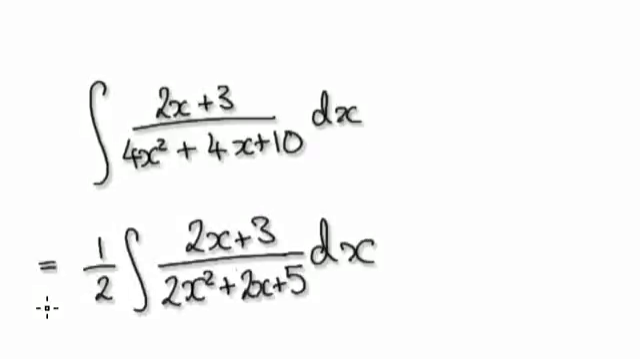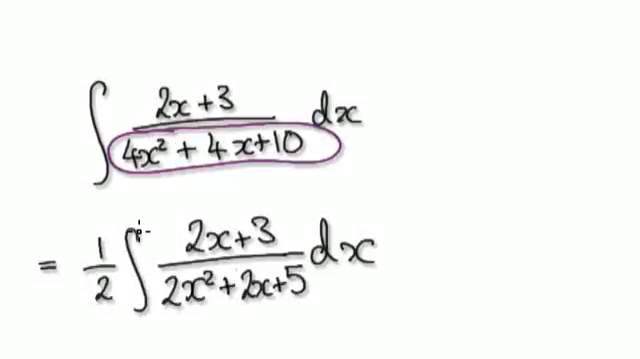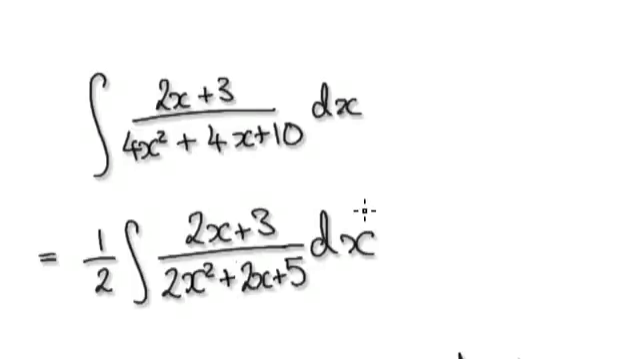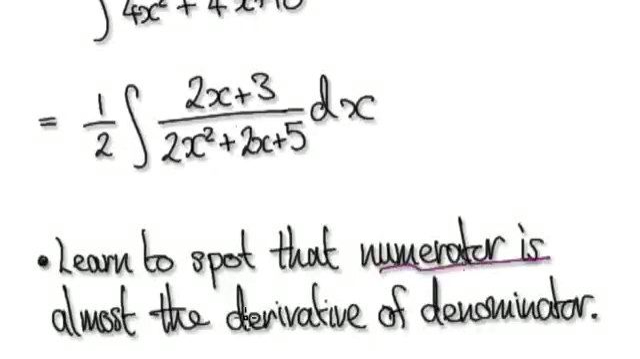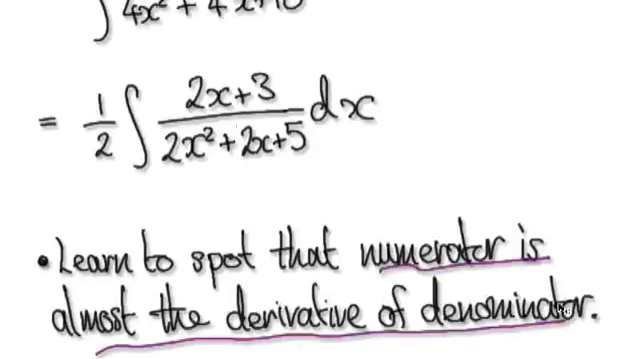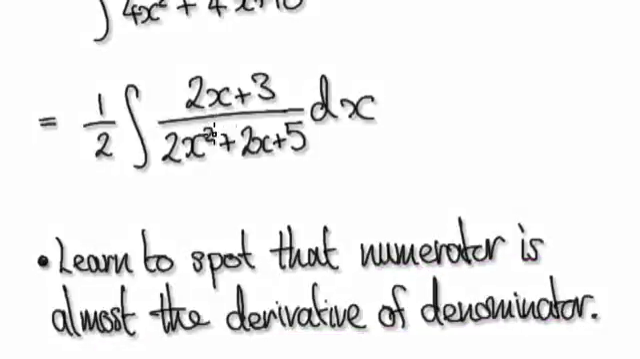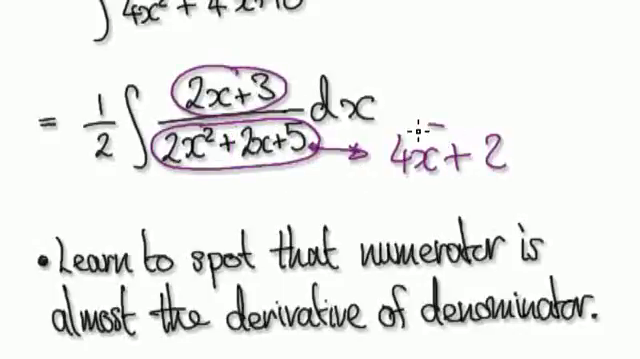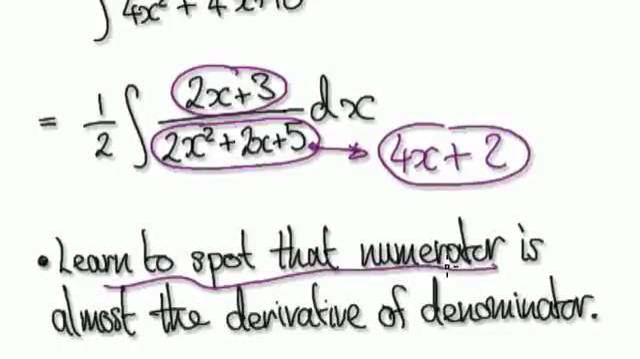Okay, so to integrate this, if you look at this here, you can factor out the 2, just to get it to be slightly simpler. That will then take you to this, and then learn to spot that the numerator is almost the derivative of the denominator. If you look at this, the derivative of this is 4x, and then plus 2. So this is very similar to this.